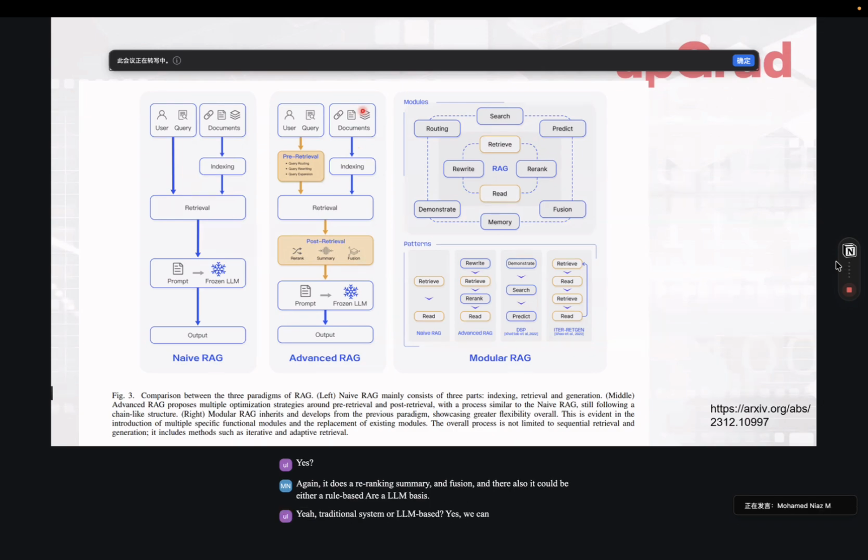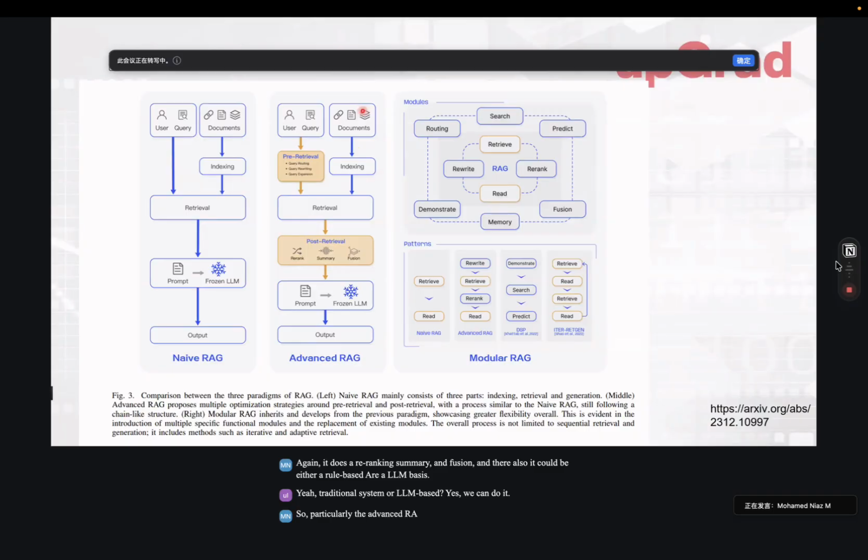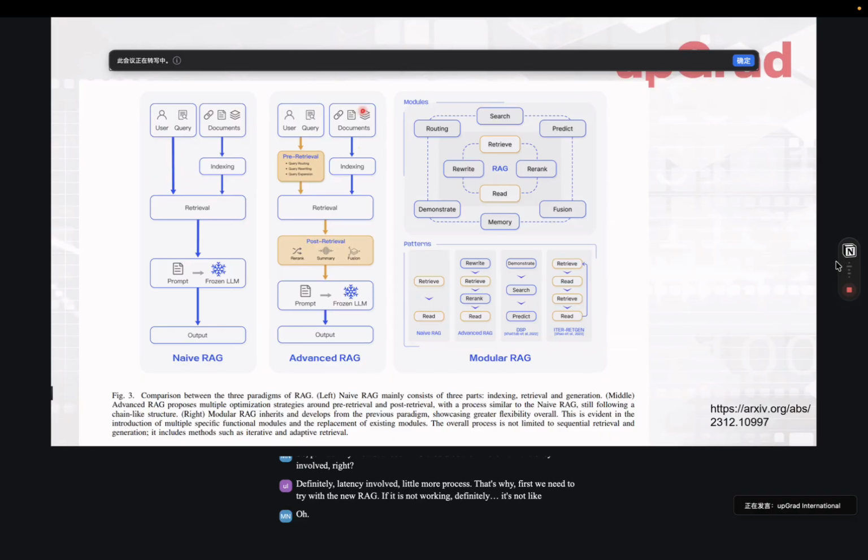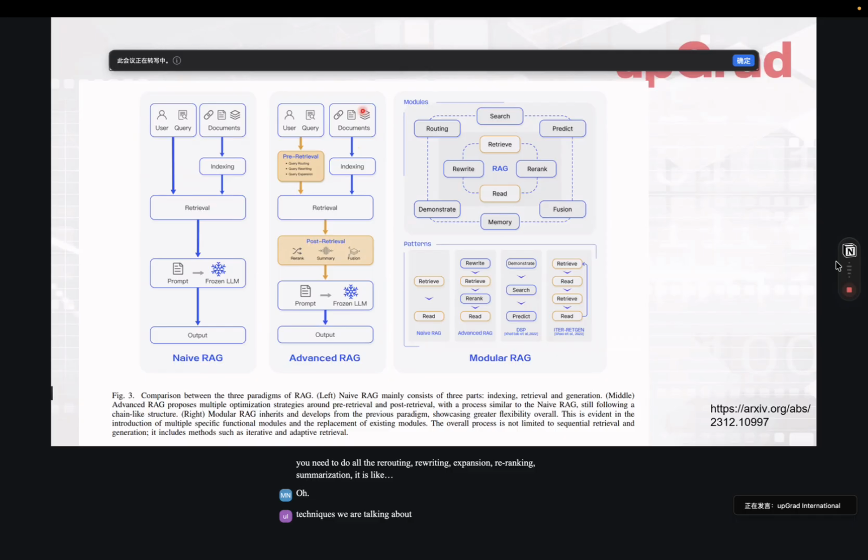We can do it. Technically, the advanced RAG would have a bit more latency involved. Definitely, latency involved, a little more process. That's why first we need to try with the naive RAG. If it is not working, definitely it's not like you need to do all the rerouting, rewriting, expansion, re-ranking, summarization. These are techniques we are talking about. What is really required, that only you will do.